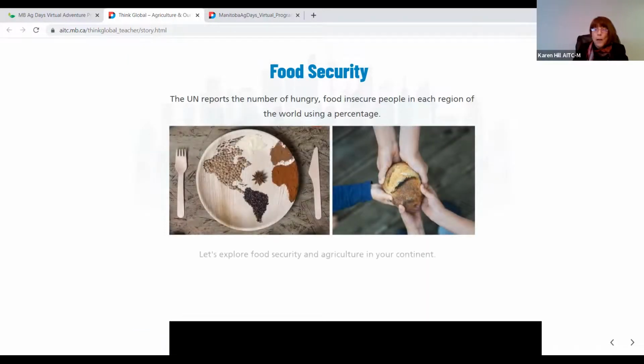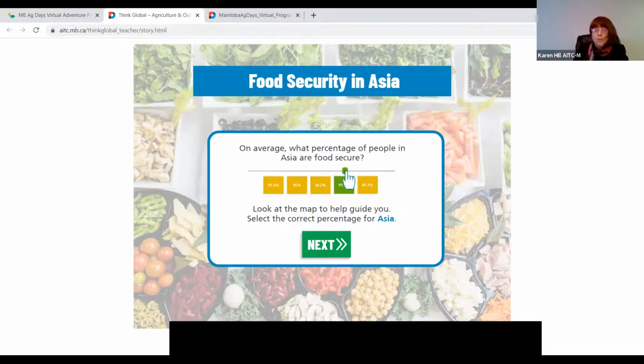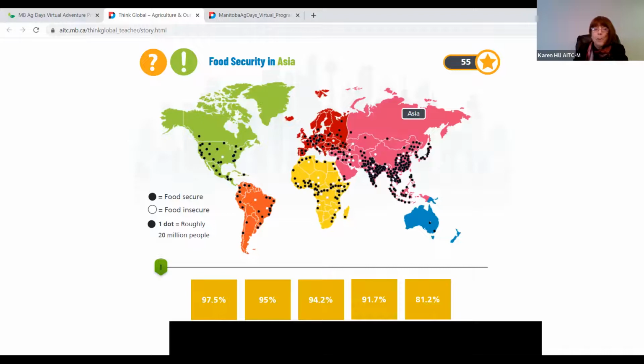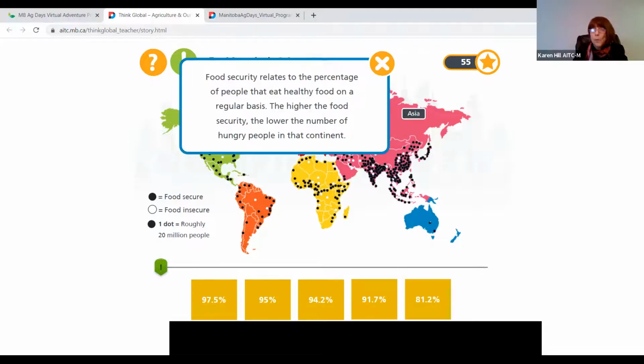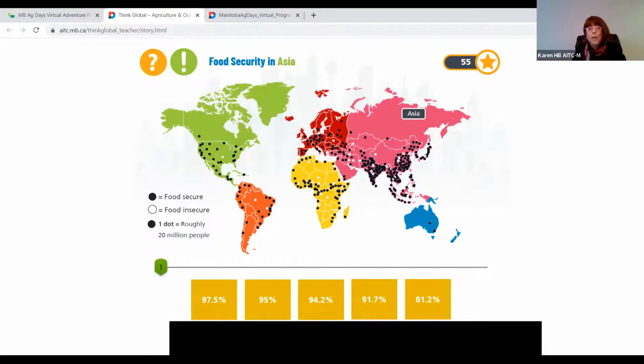Okay, so now we're going to look at food security throughout the world by checking out the percentage of food secure people in each continent. So we come back to the map, but here the black dots represent food secure people and the white dots represent food insecure people. If they've forgotten the question, it will be up here. Or if they don't remember how to go about answering it, it will be in here. Those are located on all of the activity slides.